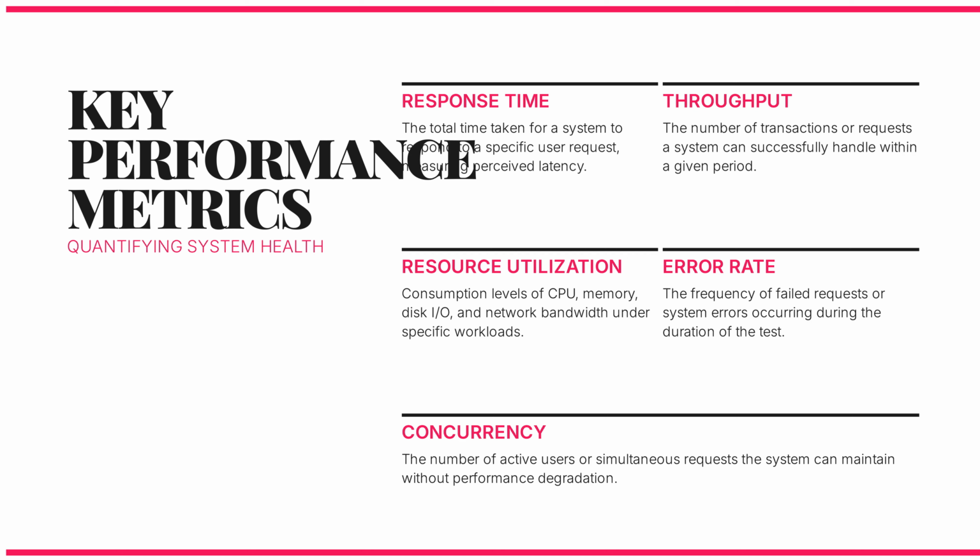To measure success, we track 5 key metrics. Response time tells us how fast the system is, while throughput measures its volume capacity. Resource utilization monitors the physical health of our infrastructure, and the error rate alerts us to failures under stress. Finally, concurrency measures the number of active users the system can support at once. These metrics provide a comprehensive view of system health.